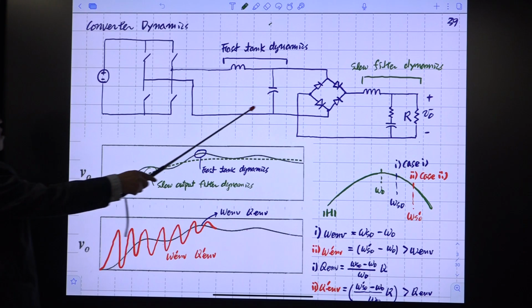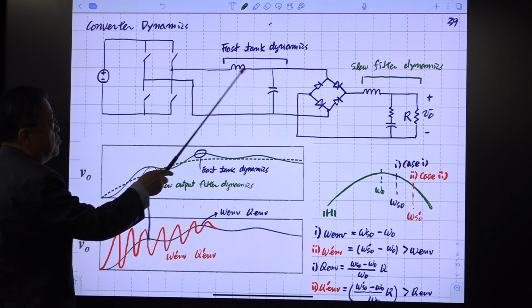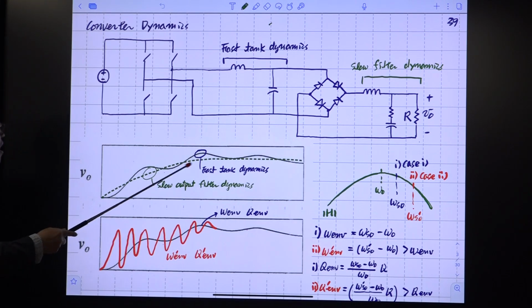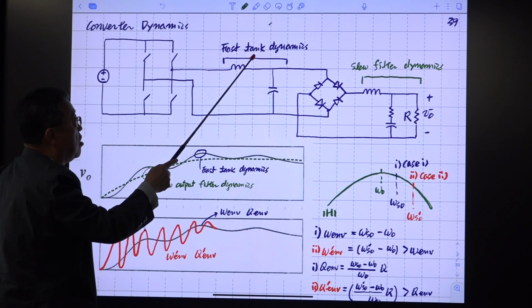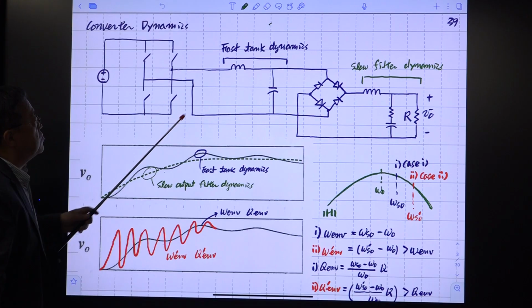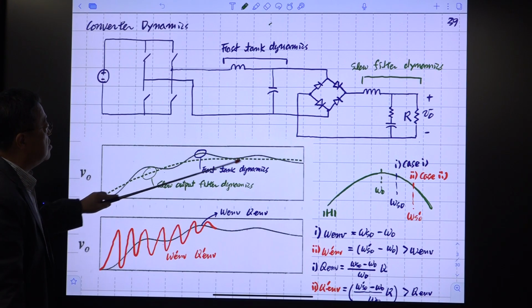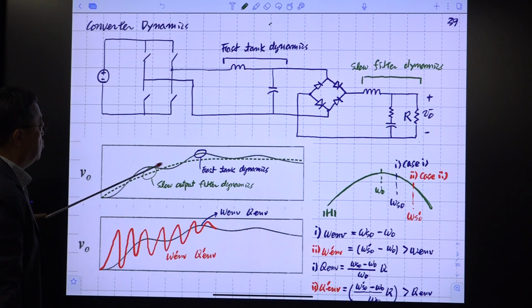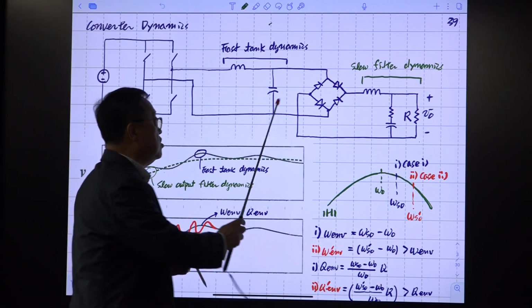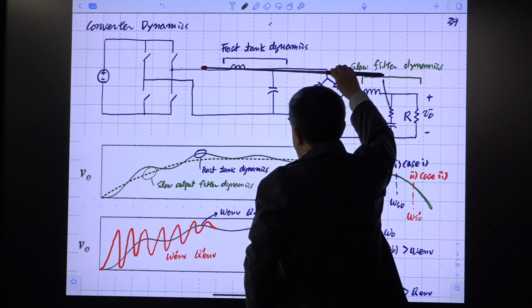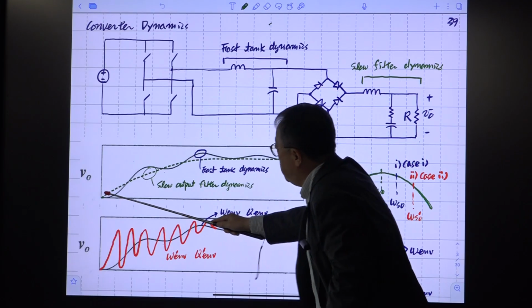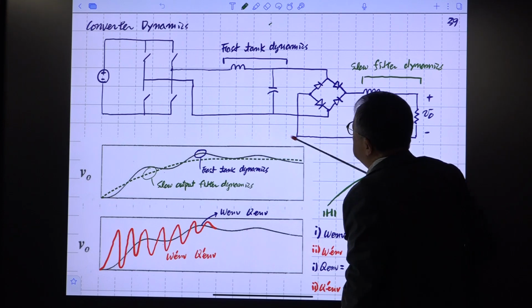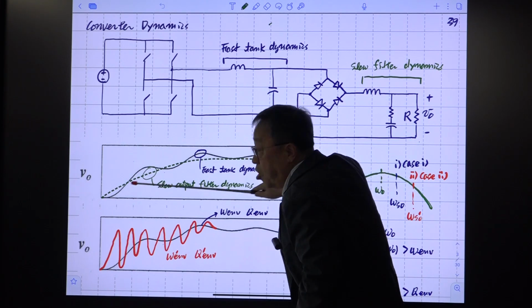Right? If there is no resonant tank, like you have some low pass filter like that, then the output will be something similar to this. So this dynamics is coming from the fast tank dynamics. We mentioned that this behavior is coming from the fast tank dynamics. So this part is related with this part. And if this is directly connected or replaced with some low pass filter circuit, then the output will be something similar to this. Okay? You are seeing this kind of waveform in PWM converters usually.